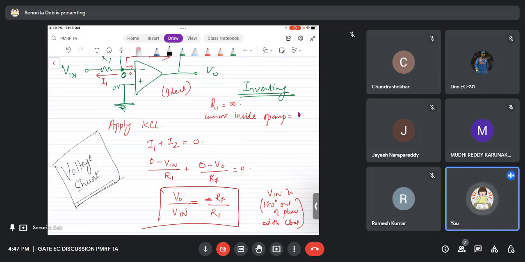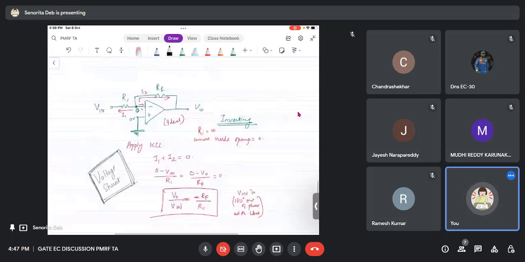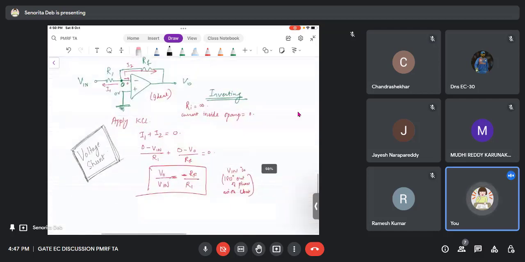I haven't gone through the feedback topologies. You should read the feedback topologies in feedback amplifiers, because questions have come from them. So this is a voltage shunt. Voltage sampling is happening and shunt mixing is happening. I'm not explaining what they are. So, voltage shunt topology.